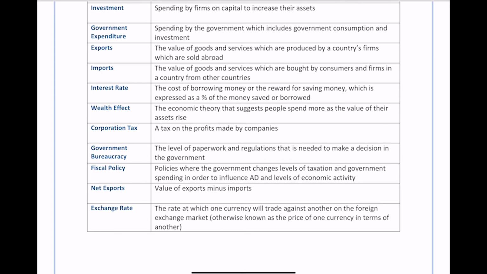So then finally, we've got net exports, which is just the value of exports minus the imports. So that's just the net of that. And then we've got exchange rate. The exchange rate is the rate at which one currency will trade against another on the foreign exchange market. So it's basically just the price of one currency in terms of another. So £1 is worth €1.20 or something like that, or maybe you say £1 is worth $1.20. That's basically what an exchange rate is.